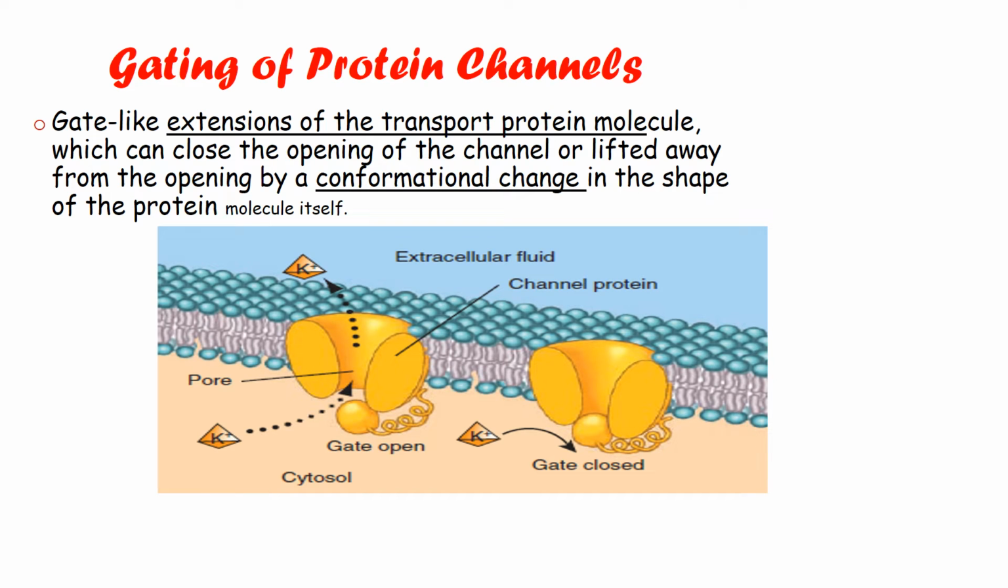Have a look at this image. You can see the presence of gates. So what are these gates? These gates, as you can see, are just an extension of the channel proteins. So these are also made up of protein, a similar protein. When this gate is lifted away from the pore, it will allow the passage of the ions, and then again a conformational change will happen in this protein, and it will get closed. So the conformational change in the shape of the protein molecule itself is leading to the opening or the closing of the channel mediated through these gates.